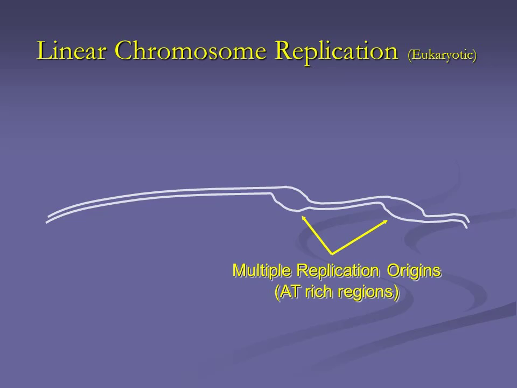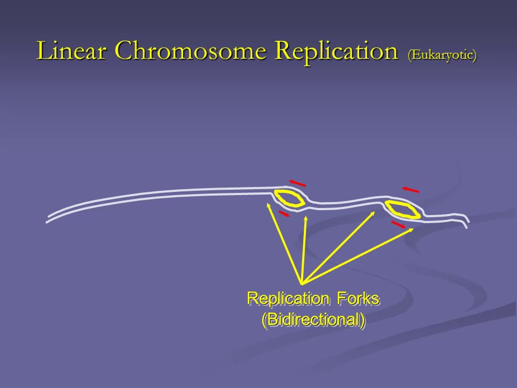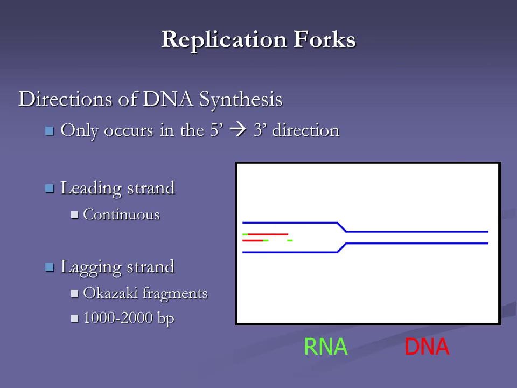So again, replication origins, AT-rich regions, several of them. We begin making our new strands of DNA in two directions, depending on the direction of the template. And when you put it together, this is what it looks like.